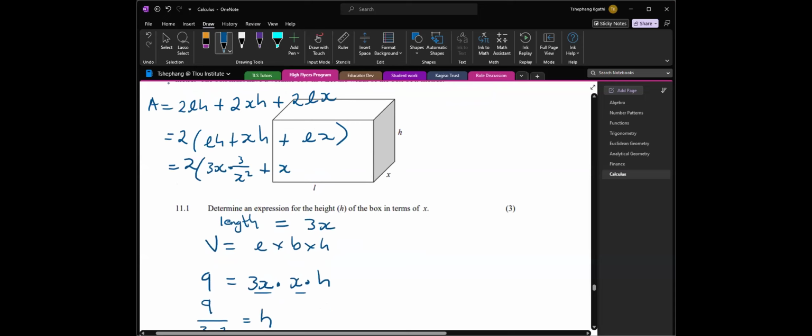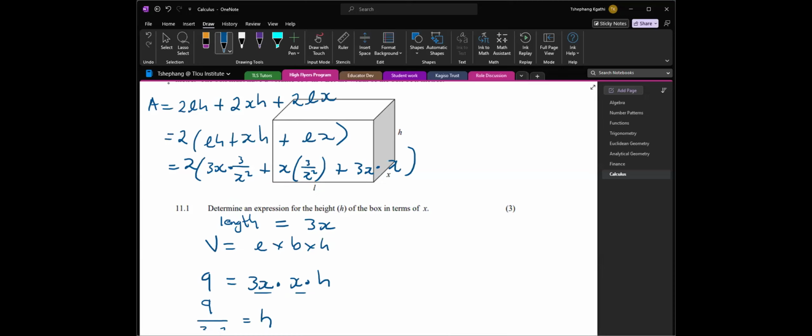Then x is just x because our height is 3 over x squared. Then plus, what is our length? 3x multiplied by x. You want to do it in that fashion. Then all you do is multiply out and substitute your value for x. But if you do it in that form, you need to be very careful which one costs more.